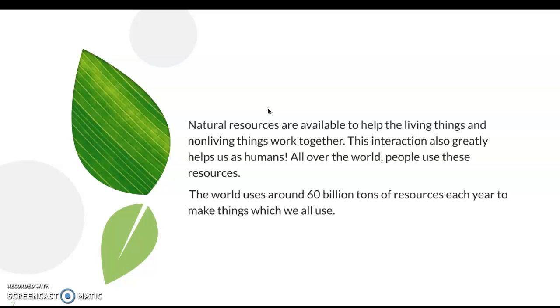Natural resources are available to help living things and non-living things work together. So I'm sure you've talked about that at school before, what living and non-living things are. Well, the interaction between living things and non-living things greatly help us as humans. And all over the world, people use these resources, natural and man-made. The world uses around 60 billion tons of resources every year to make things which we all use.